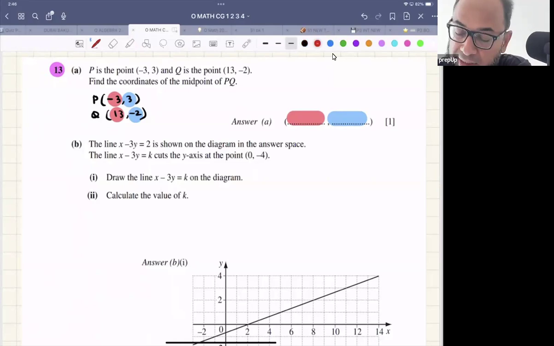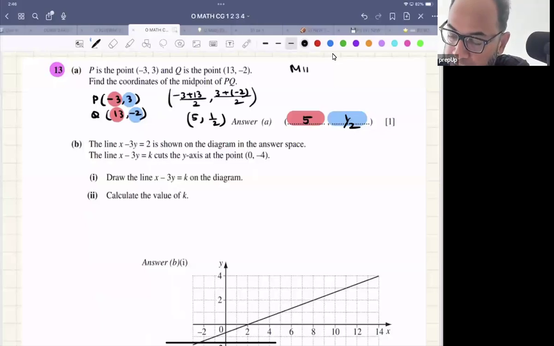So the X average is in red, the Y average is in blue. So -3 plus 13 divided by 2, and this is 3 plus -2 divided by 2. 13 minus 3 is 10, 10 over 2 is 5. 3 minus 2 is 1, 1 over 2 is 1 over 2. Therefore this is 5, this is half, so this is the concept of midpoint.